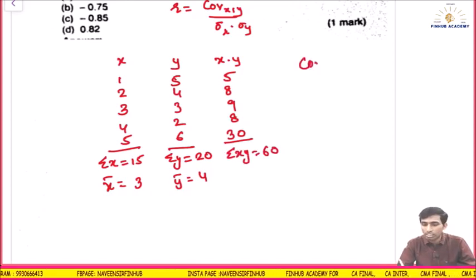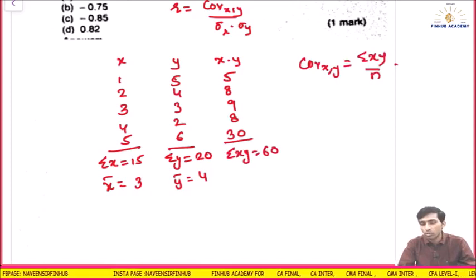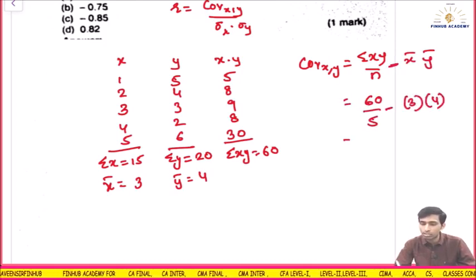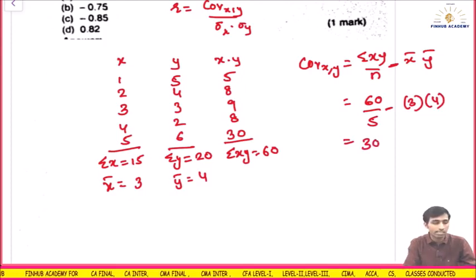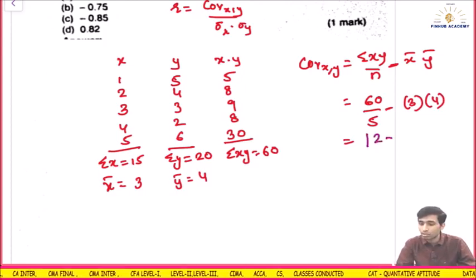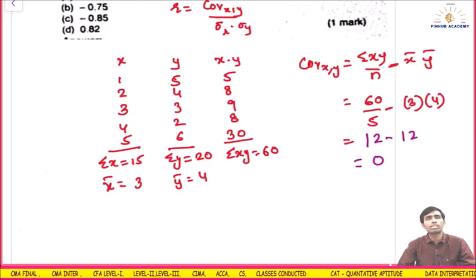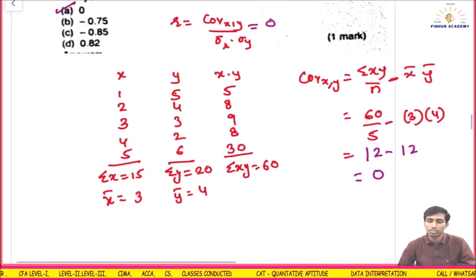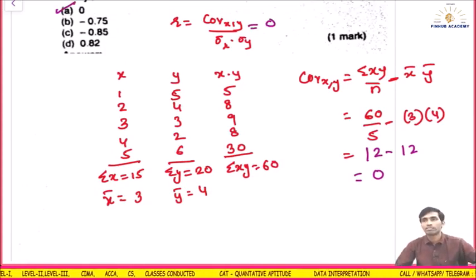How do I calculate covariance of x comma y? It is summation xy upon n minus x bar into y bar. Summation xy is 60, so 60 upon 5 minus x bar into y bar. X bar is 3, y bar is 4. So 60 divided by 5 is 12, minus 12. So covariance is 0. Once you find covariance, no need to find the standard deviation. If the numerator is 0, the answer will be 0. Understood? Easy.